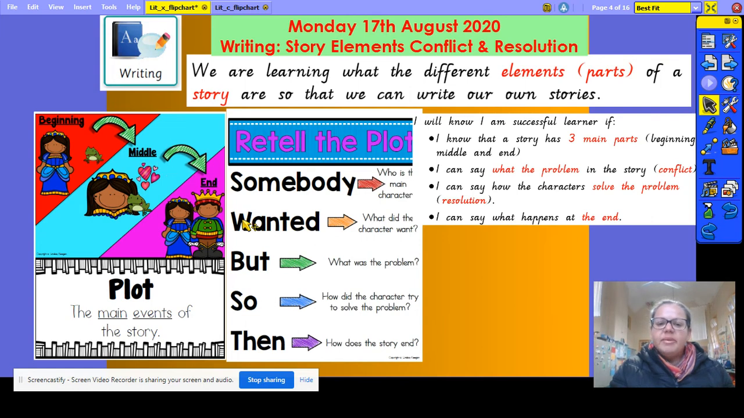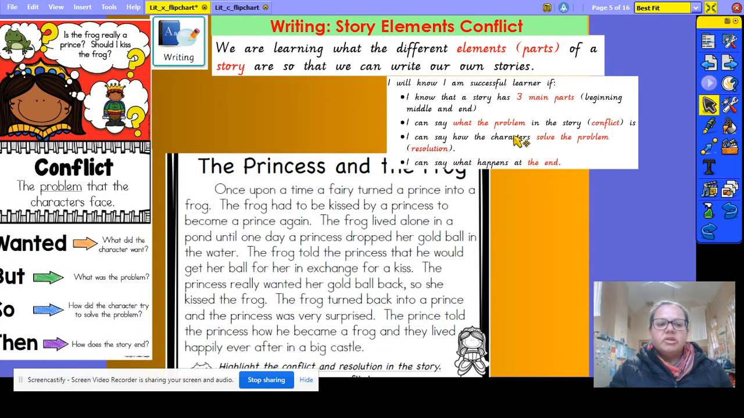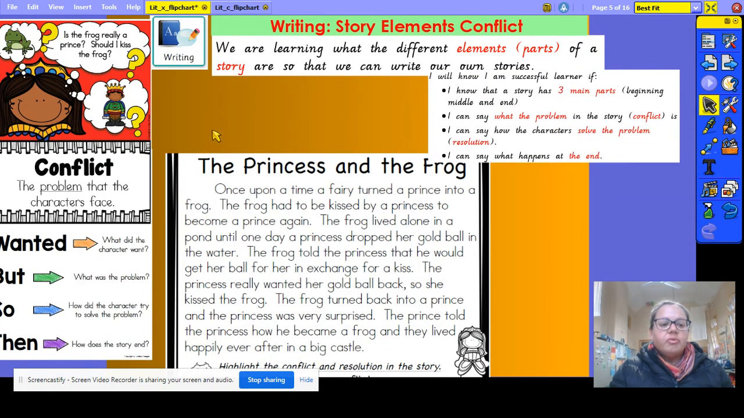In the middle it says what the character wanted or wants to do. So, what did the character want or want to do? And then what was the problem the character faced? There's a but. The character wanted to do something, but something happened. So let's have a look at some more detail about the problem. The problem is called conflict. The problem is called the conflict in the story.